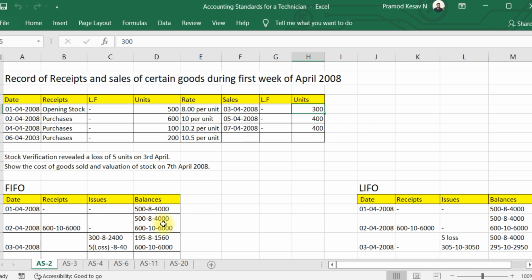So actually on 2nd of April, we had as balances 500 units in the opening stock as well as 600 units which we purchased at 10 rupees per unit. So there are two batches of inventory which are available. Now on 3rd of April, we have sold 300 units. How that 300 will be taken from the balance is shown in 3/4/2008. We know that there is an issue of 300 units.